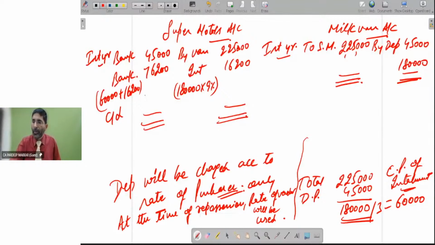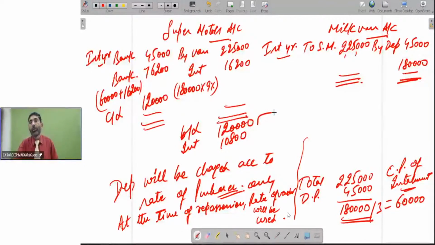Okay, so it will be 1,20,000 beta. So balance brought down 1,20,000. Now interest is to be calculated on 1,20,000 itself. So it will be 10,800. But he has not made the payment of second installment. So this is second year beta.